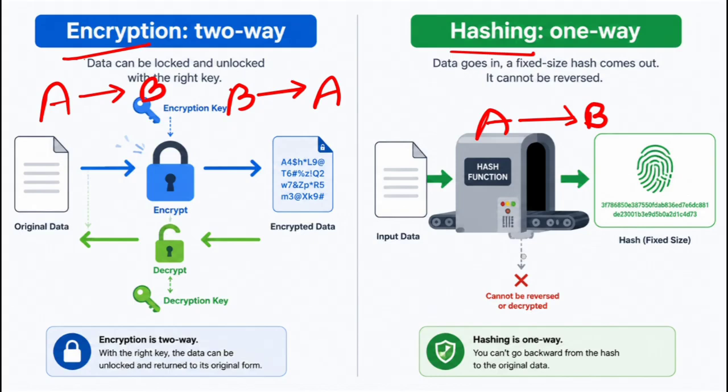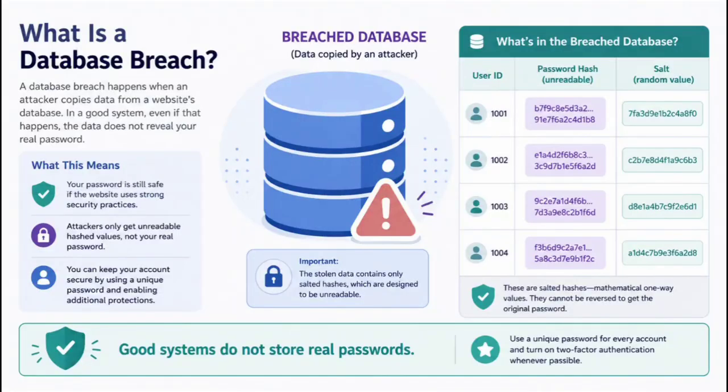Hashing is different. Hashing is intended to be a one-way process. The input enters the hash function. A fixed size hash comes out. There is no decryption key that restores the original password from that hash. This difference is important. Some information needs to be recovered later. That information may be encrypted, but an app does not need to recover your real password. This is why passwords should normally be protected using proper password hashing rather than reversible encryption. Encryption is two-way, hashing is one-way.